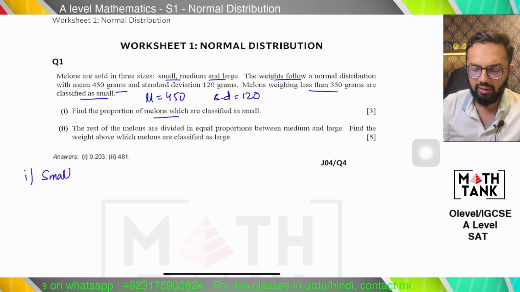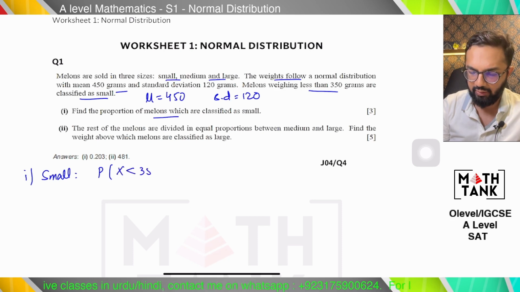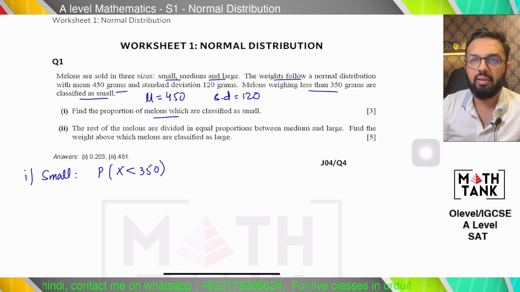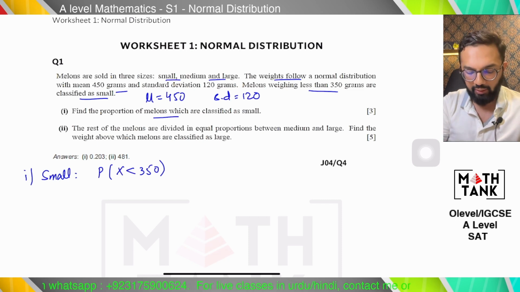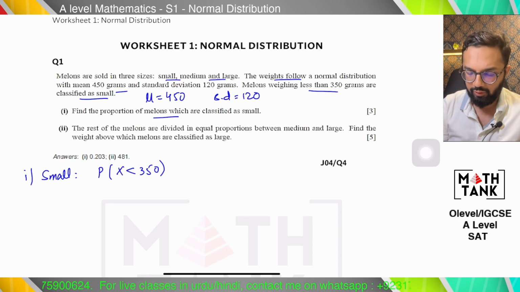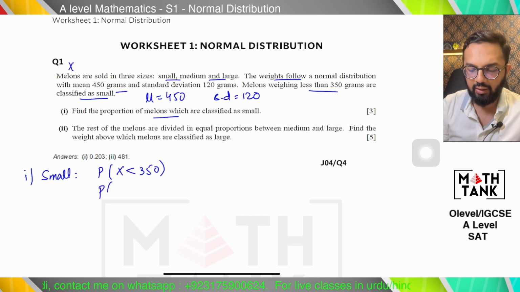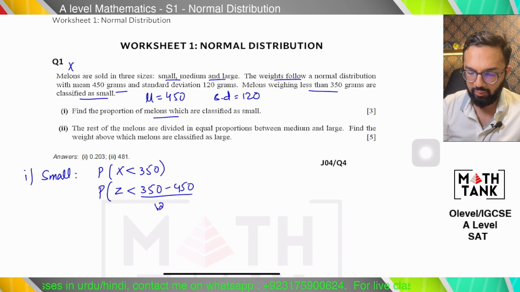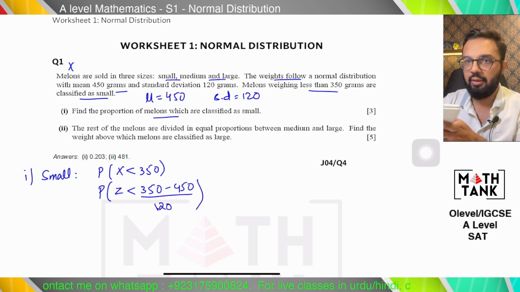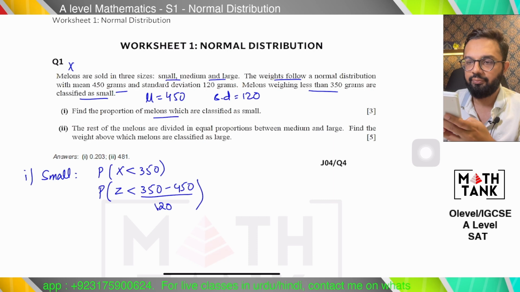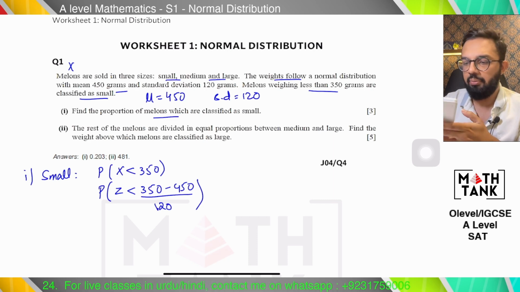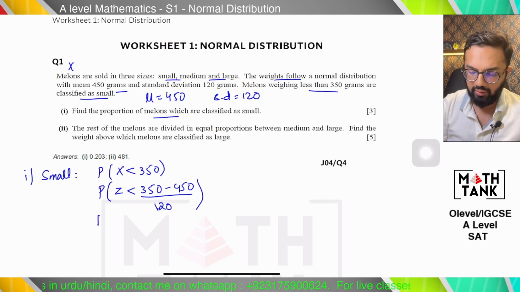So small are basically those that are less than 350. Proportion or probability means the same thing. So I'm going to calculate the proportion of small. I've called the weight of melons X, and I'm going to first convert this to Z. 350 minus 450 divided by 120. Okay, let's see what we get. I get minus 0.833.